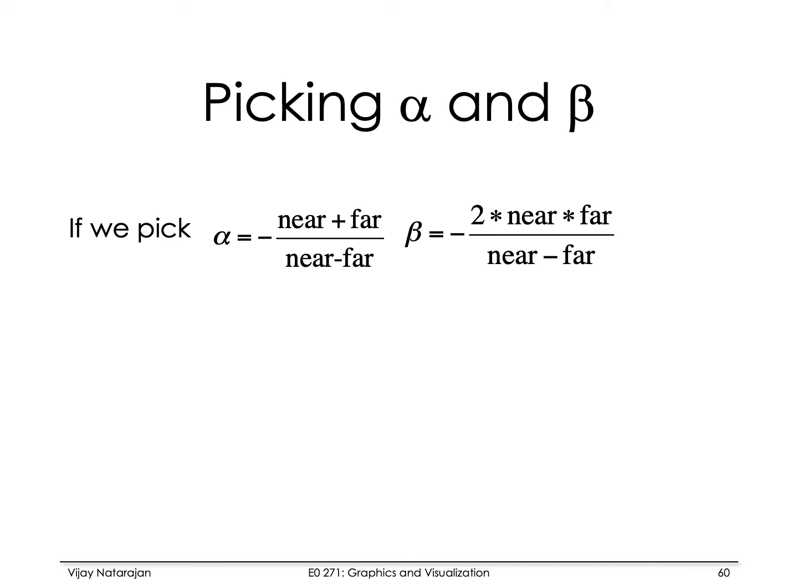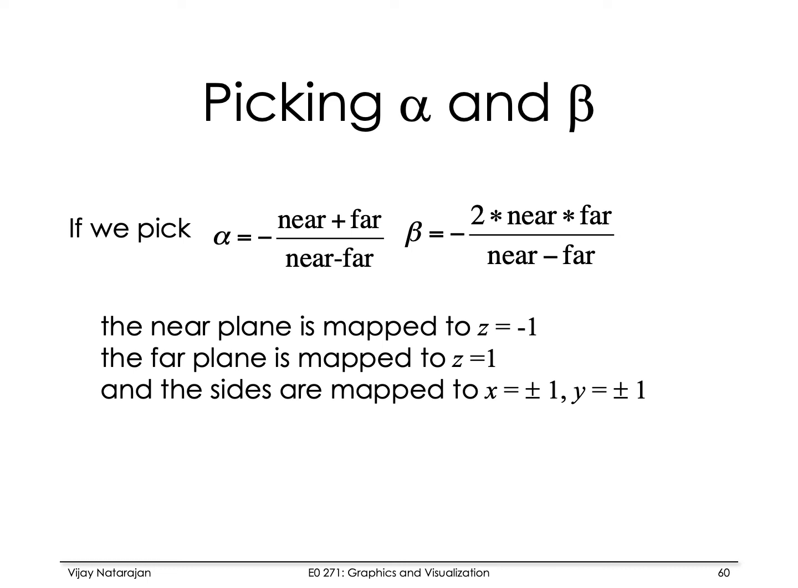Now we have the choice for alpha and beta. The way we choose these two values is to ensure that the near plane gets mapped to z equal to -1, the far plane gets mapped to z equal to 1, no matter what the far plane is, and we want the sides of the view volume to be mapped to x equal to ±1, y equal to ±1.